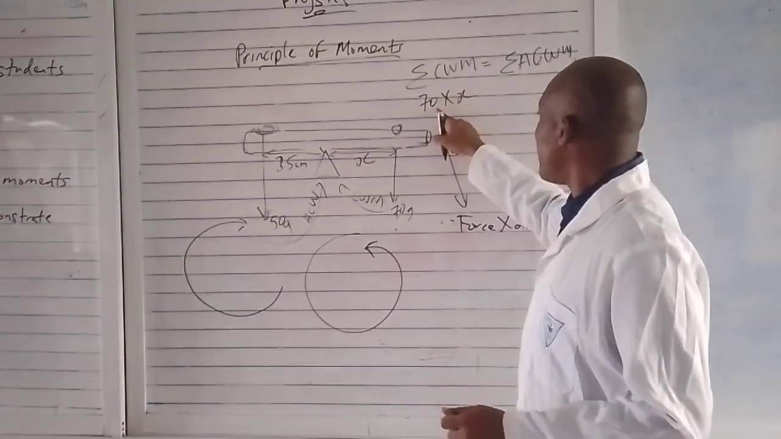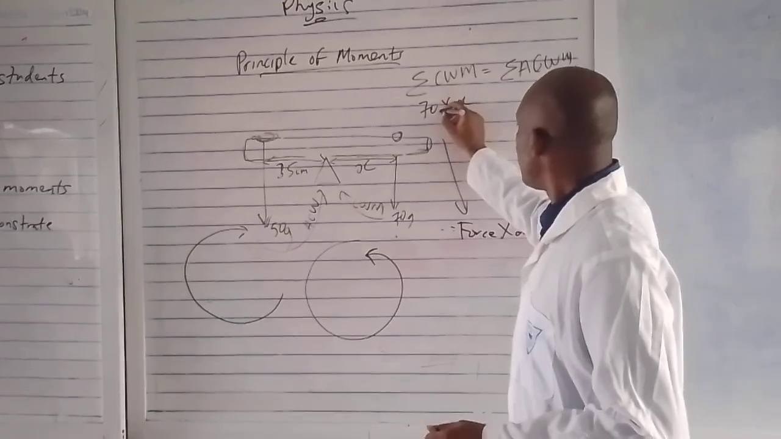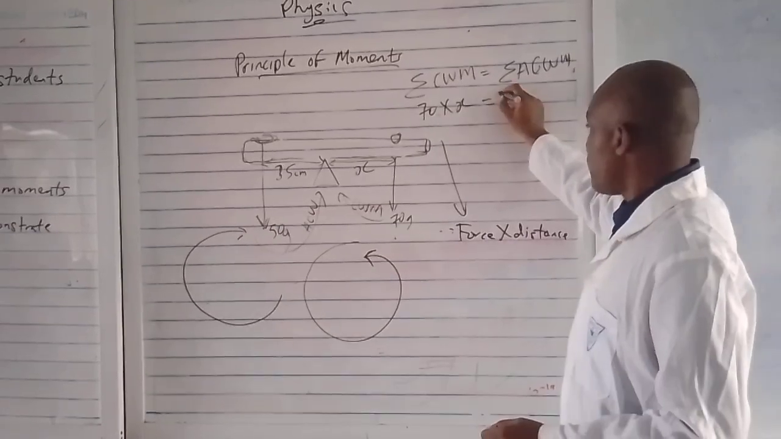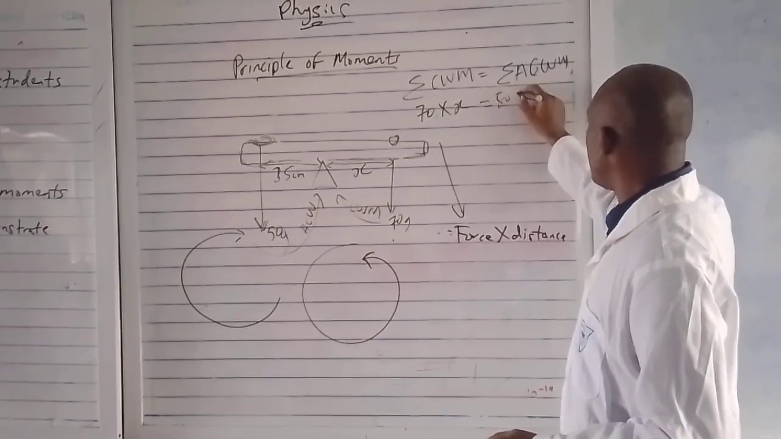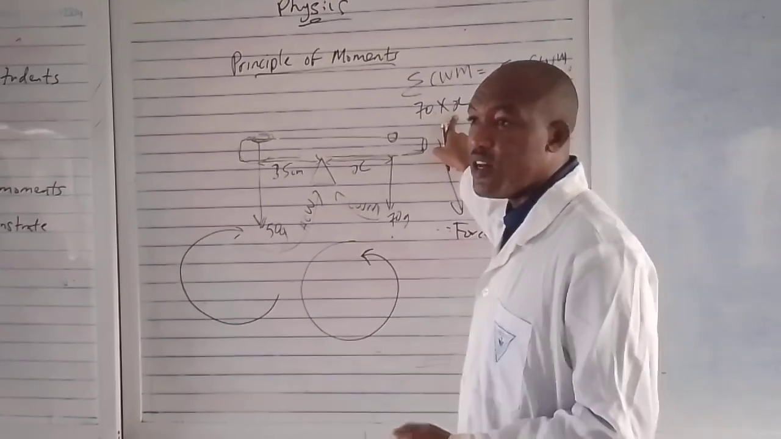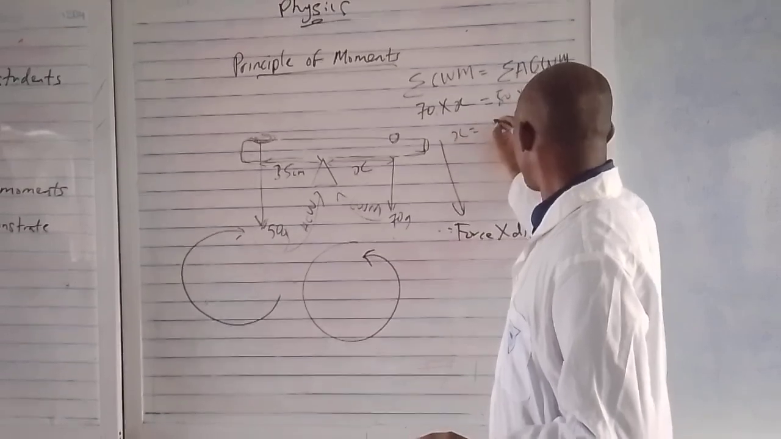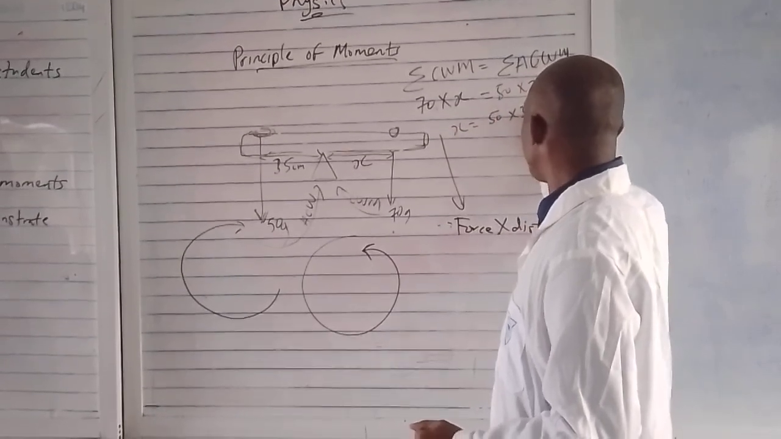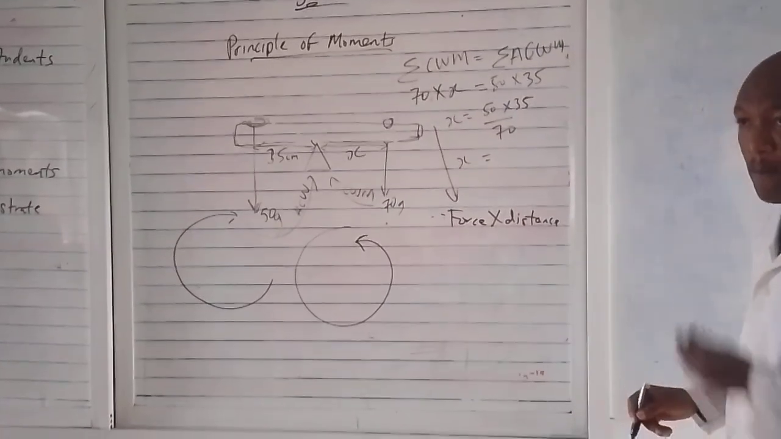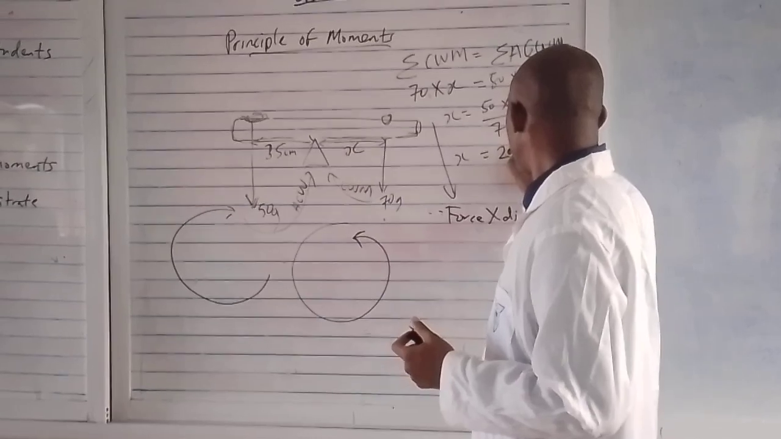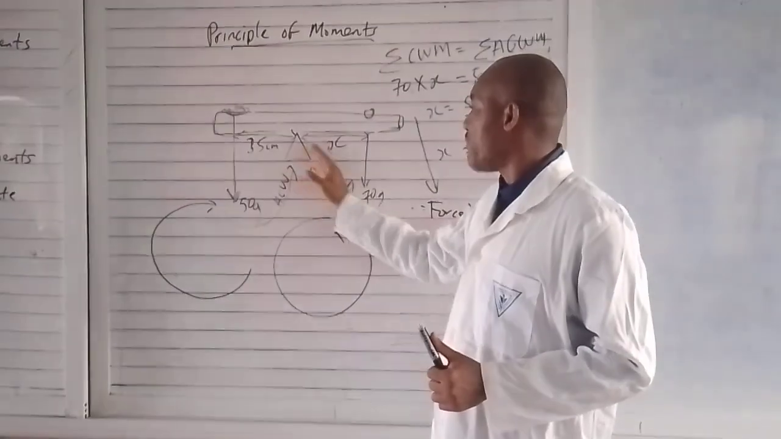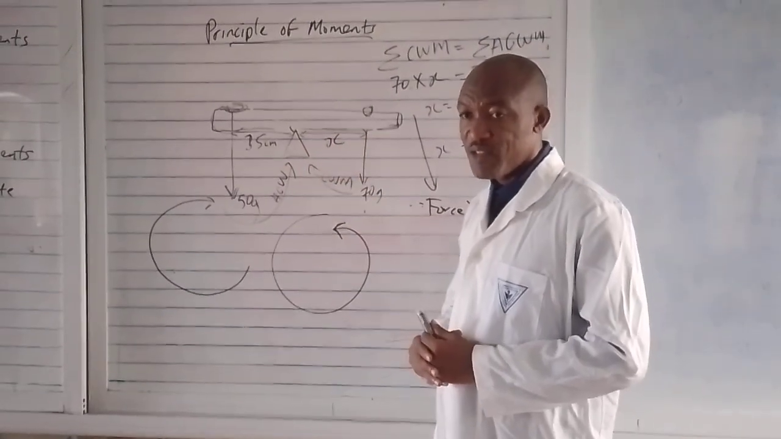So this will give me 70 grams times x, while my anti-clockwise moment is what? 50 times 35. So to get my x distance, I make x the subject of the formula. So x is equal to 50 times 35 over 70. What answer do we get? 25. So 25 centimeters. It means that my 70 gram force has to be placed 25 centimeters from the pivot point. Is that clear?